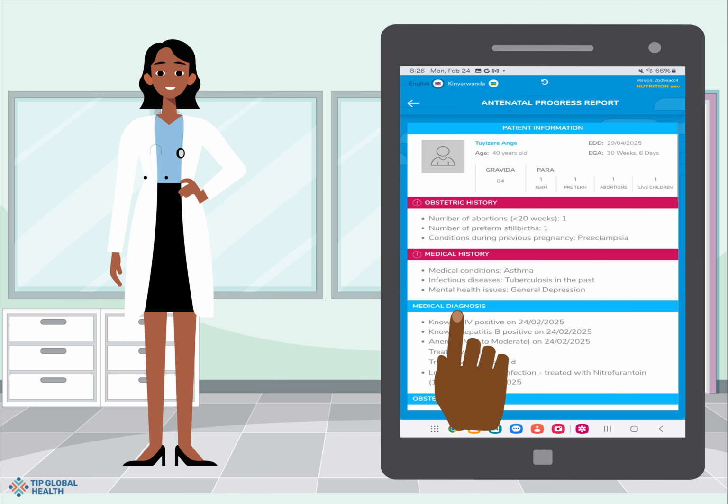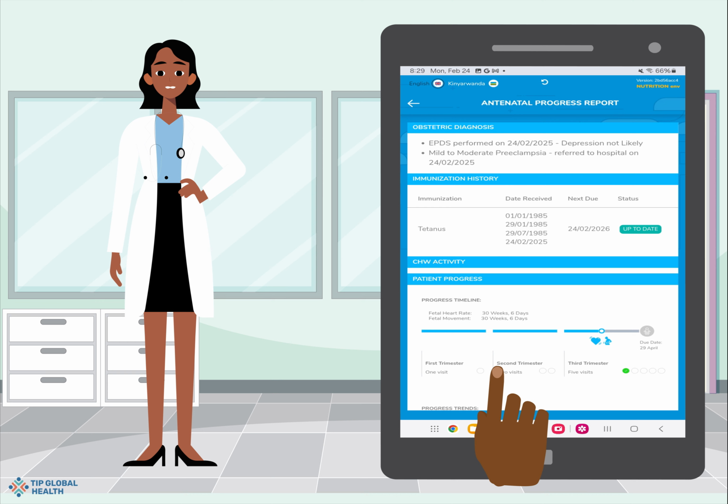These are current diagnoses of today that can influence her current pregnancy. So she's known to be HIV and hepatitis B positive. She's been diagnosed with lower urinary tract infection, and I prescribed her medication. She was also diagnosed with mild to moderate anemia and was treated with iron and folic acid.